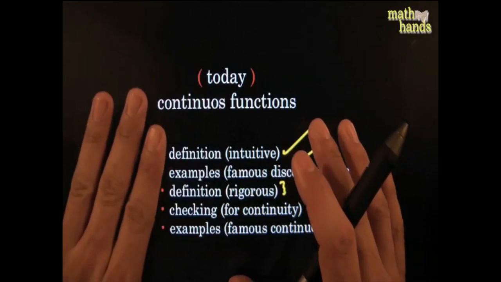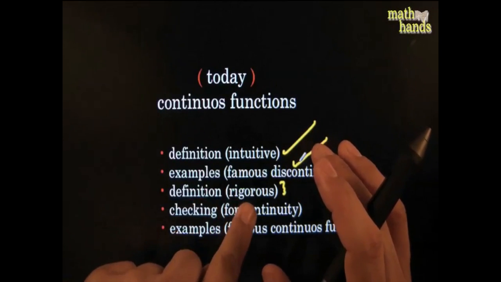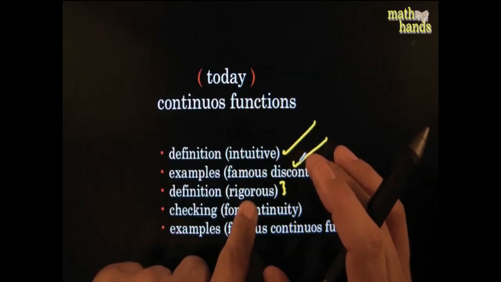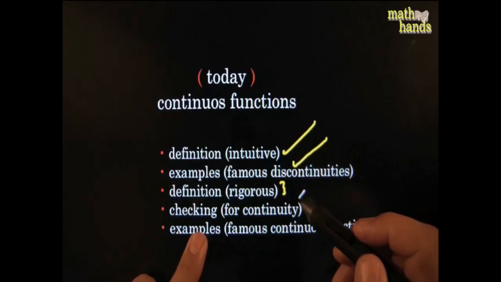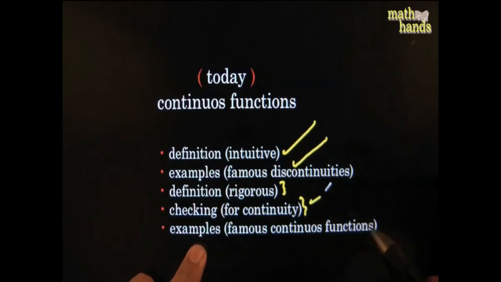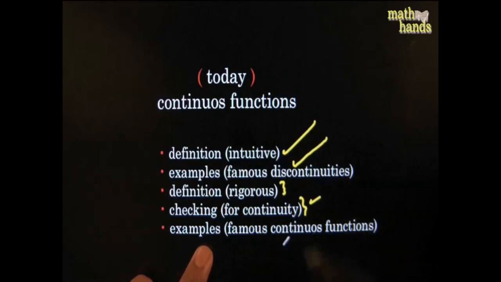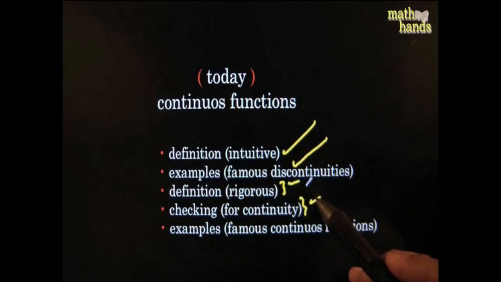What we have to do now is we have to cut this out. That's enough of intuitive notions. We got to provide the rigorous definition of continuous, and then maybe practice checking for continuity. I already gave some of the most famous examples, so this is what we got to do now.